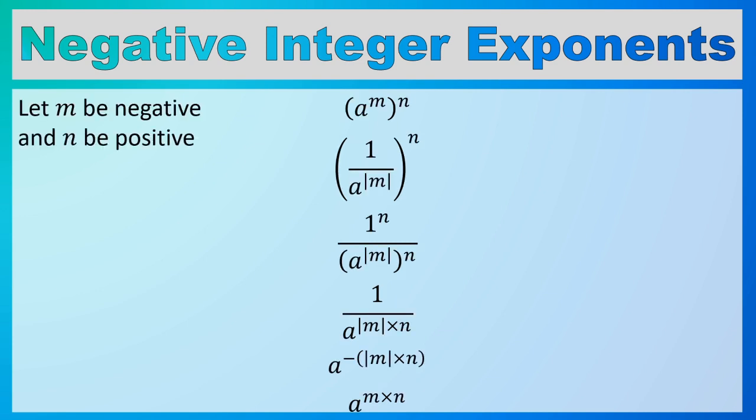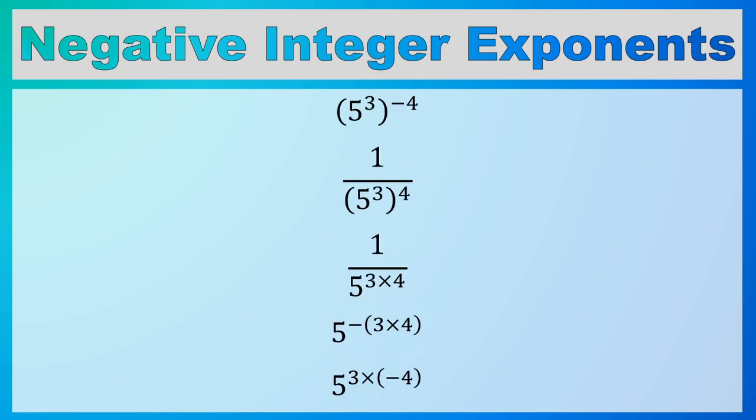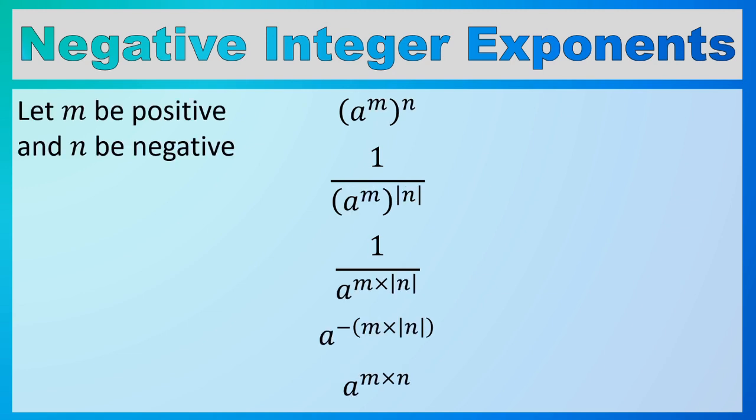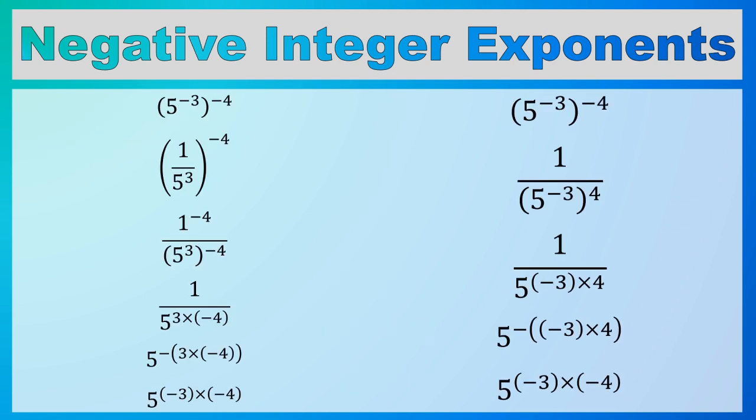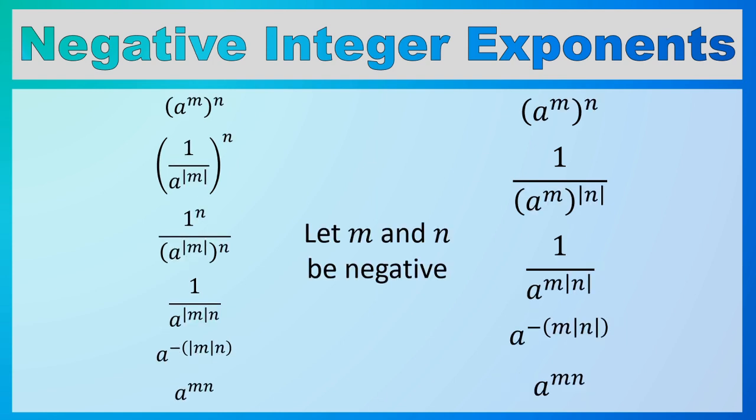And likewise with variables, and you can do the case where you have first a positive exponent and then a negative exponent, and likewise with variables, and then you can do the case of both being negative exponents. To the left is one way to show why that works, and to the right is another way to show why that works, and likewise with variables.